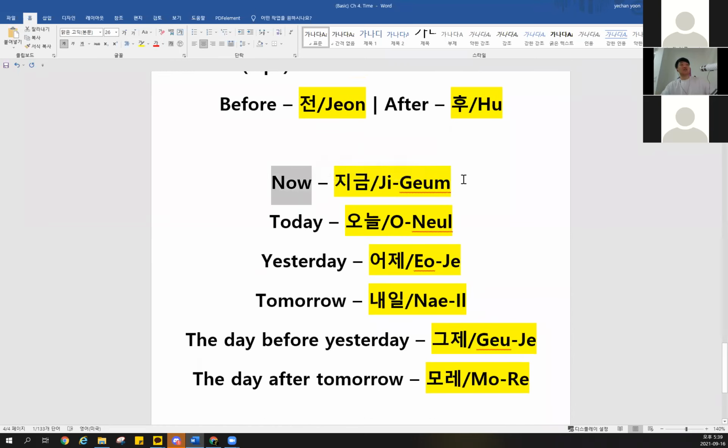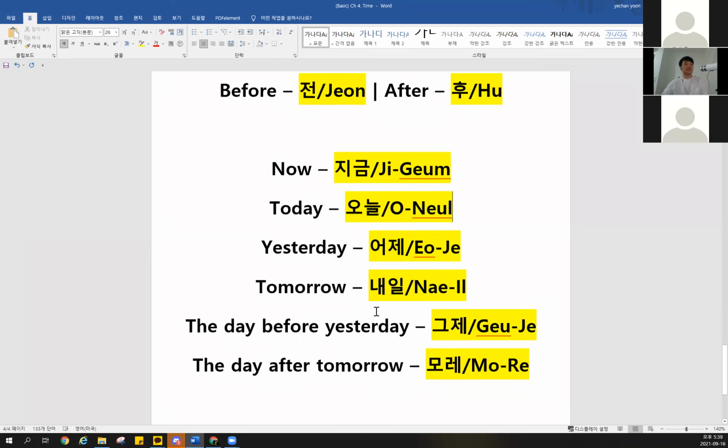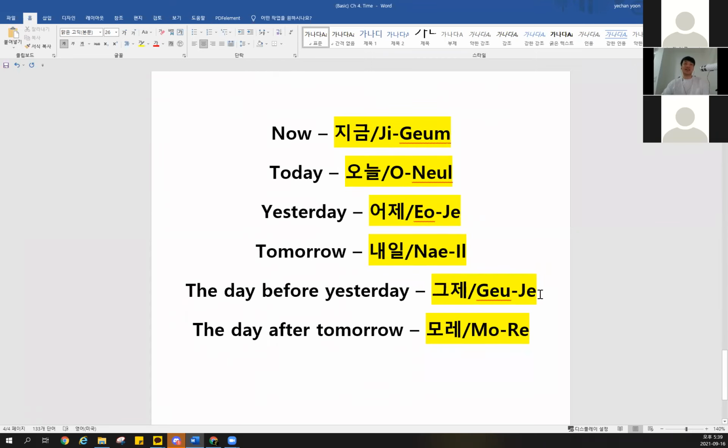All right. How about other words? For now, you can say 지금. Okay. And how about today? You can say 오늘. Yesterday, you can say 어제. Tomorrow, you can say 내일. The day before yesterday, you can say 그제. The day after tomorrow, how can you say? 모레. Okay, these are the words that you can memorize.